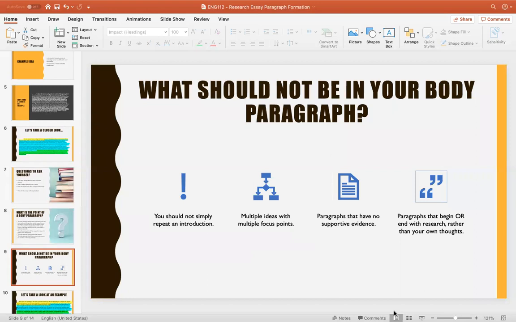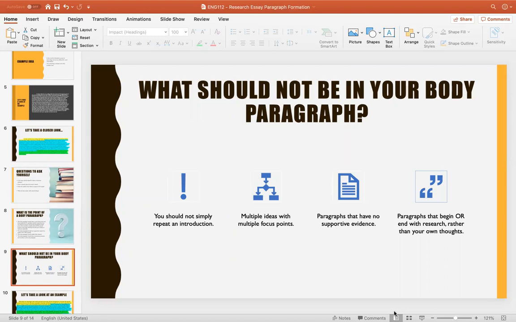What should not be in your body paragraph? You should not simply repeat your introduction. You should not have multiple ideas with multiple focus points in your topic sentence. That creates some really bad organization and just overall harms your cohesion. Paragraphs that have no supportive evidence: if there's no research in your body paragraphs, you need to ask yourself if it's valid and if you really have strong research support.